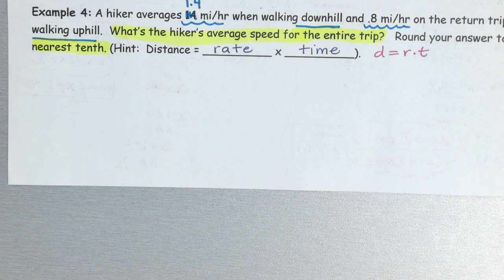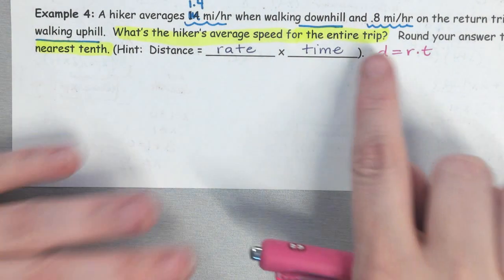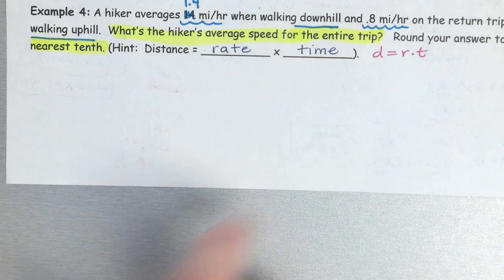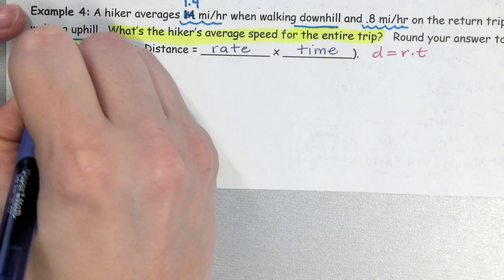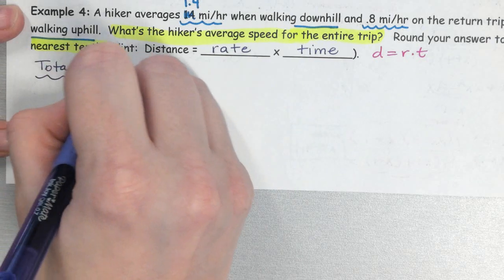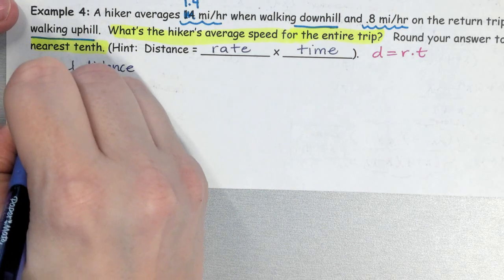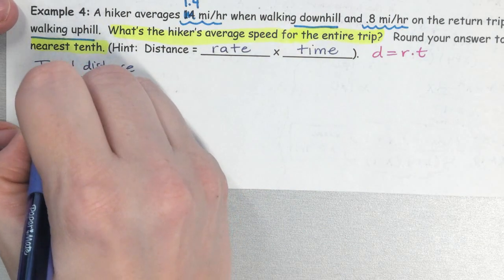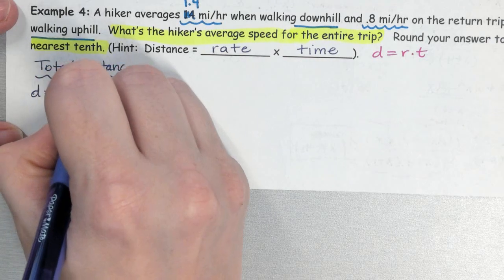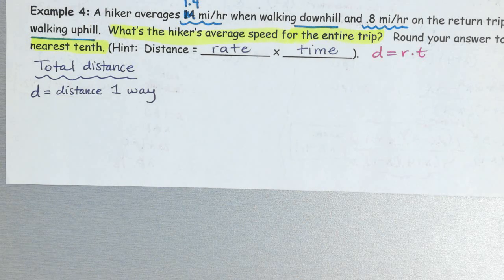Okay, so the distance equals the rate times the time. We're going to use this equation to help us set up a problem, to model the problem for the distance, the rate, and the time. First we're going to think of the total distance that they're hiking. We'll give it the variable d. That's going to be the distance one way, and the reason it's only the distance one way is because we have two different speeds.